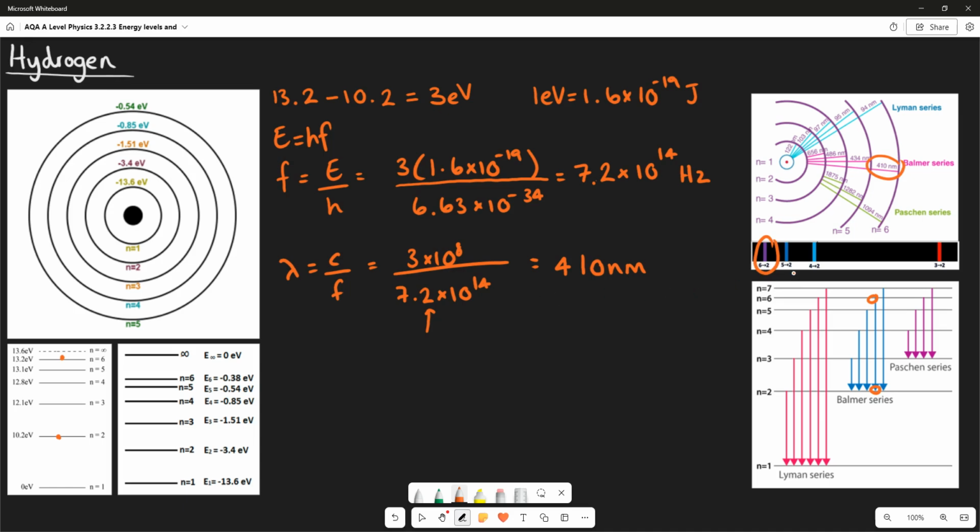Now I can do the same for all of the others, and I can do the same for the Paschen series and the Lyman series, and it's the same technique essentially.